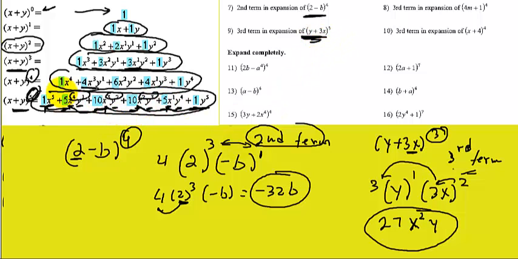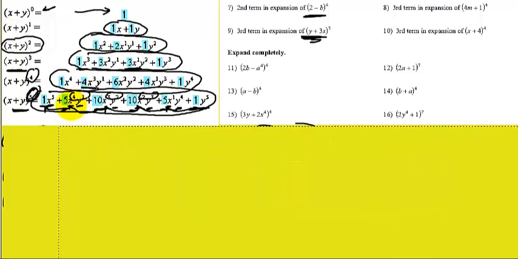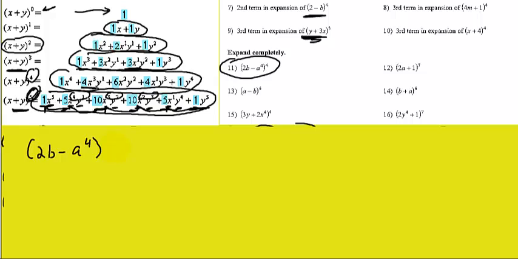Alright, so let's clear that, and then let's do some of the bottom problems here. Okay, let's start with 11. Let's expand that completely. Okay, so I have 2b minus a to the fourth, and that is raised to the fourth power. Alright, so I'm going to get the terms and then I'll get the coefficients later, because my coefficients are coming from Pascal's triangle. Or you can go the other way, you can get the coefficients and then get the terms.